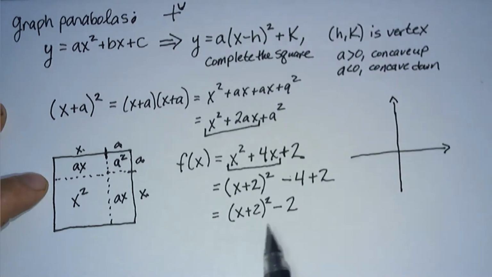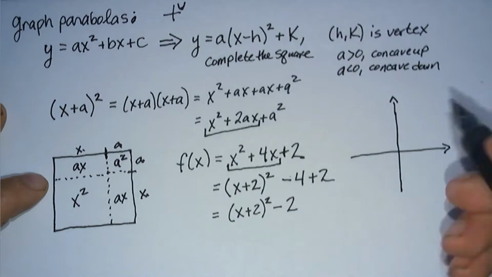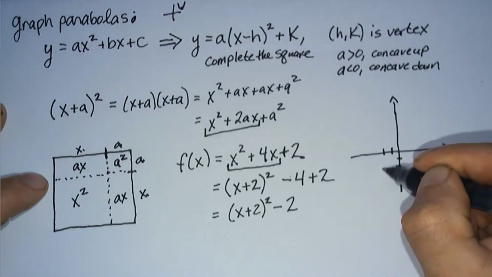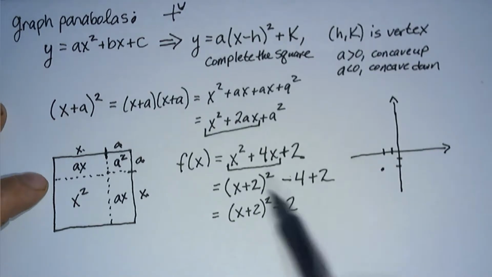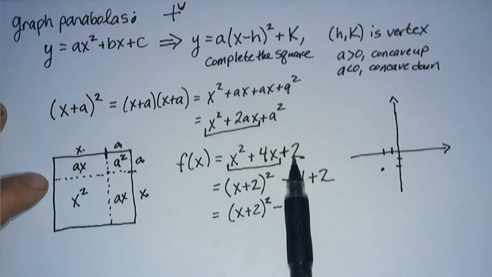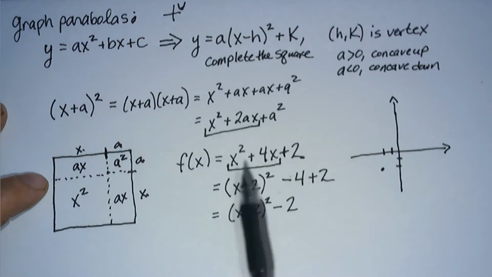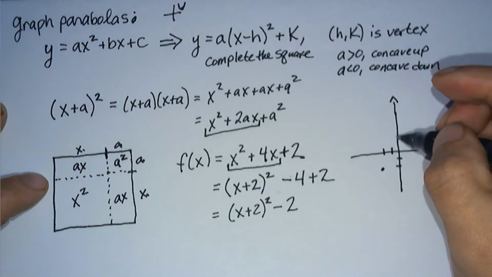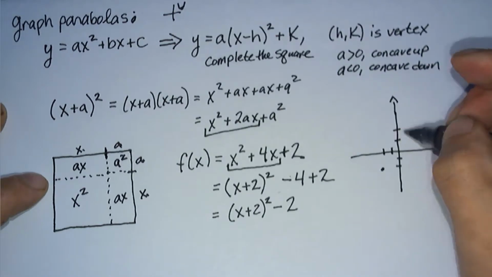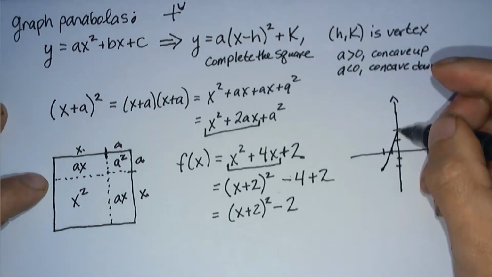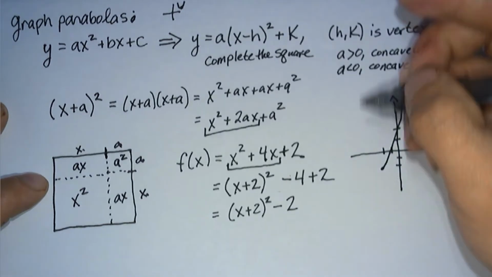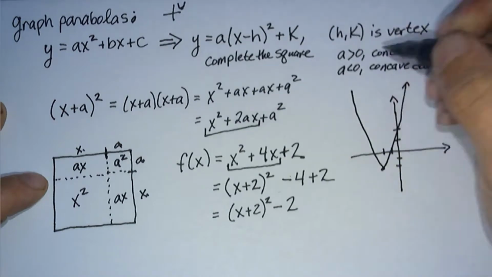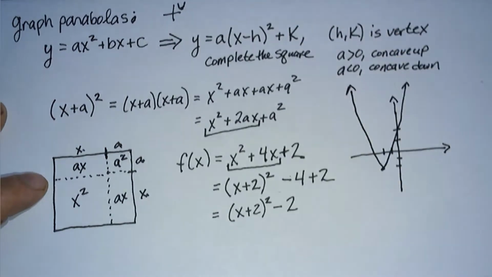The vertex is at negative 2, negative 2. So here's our vertex. The y-intercept is at y equals 2. Because if I plug in 0, 0 squared plus 4 times 0 is 0 plus 2. So that means it goes through (0, 2). And once I have one side, it's symmetric because it's a parabola. I have the other side. So here's our parabola. Here's our vertex.